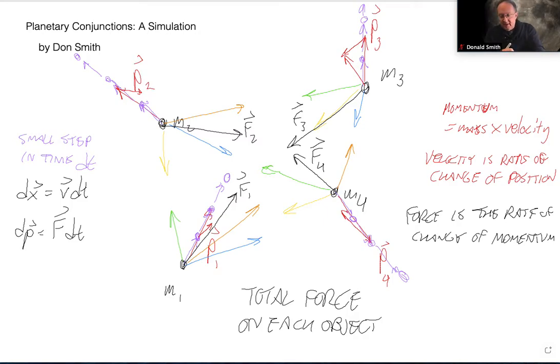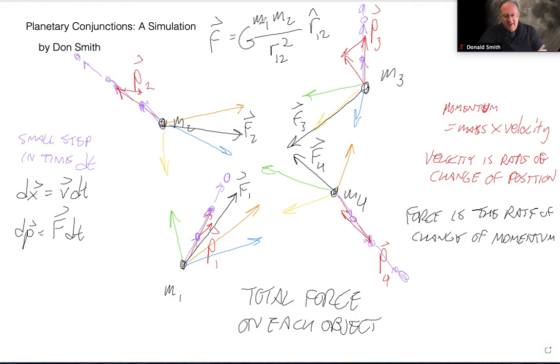And Newton said that the force between two objects is going to be equal to the mass of one object times the mass of the other object divided by the distance between them squared, with a fudge factor out front to make the units work out. So, and then there's a direction. It's along the direction of the distance between them. So that's the fancy math.